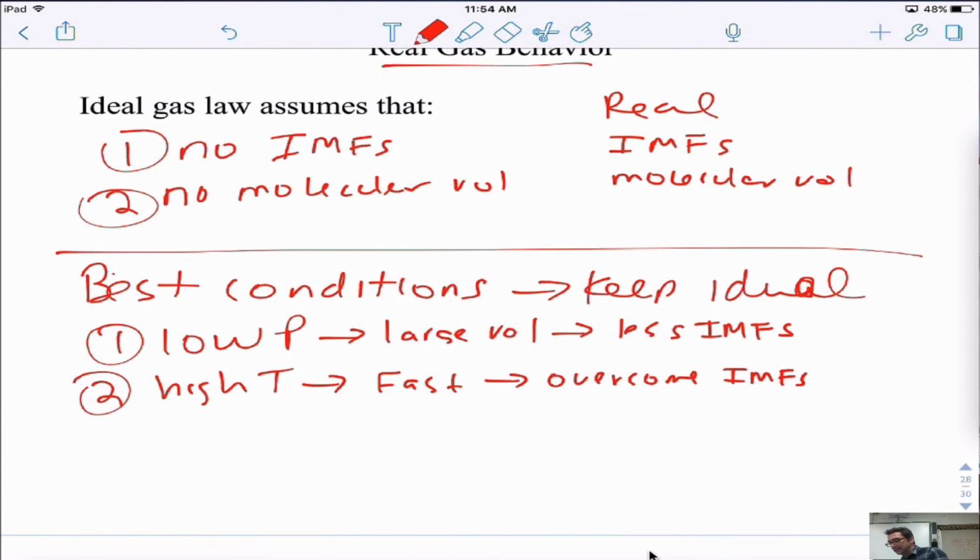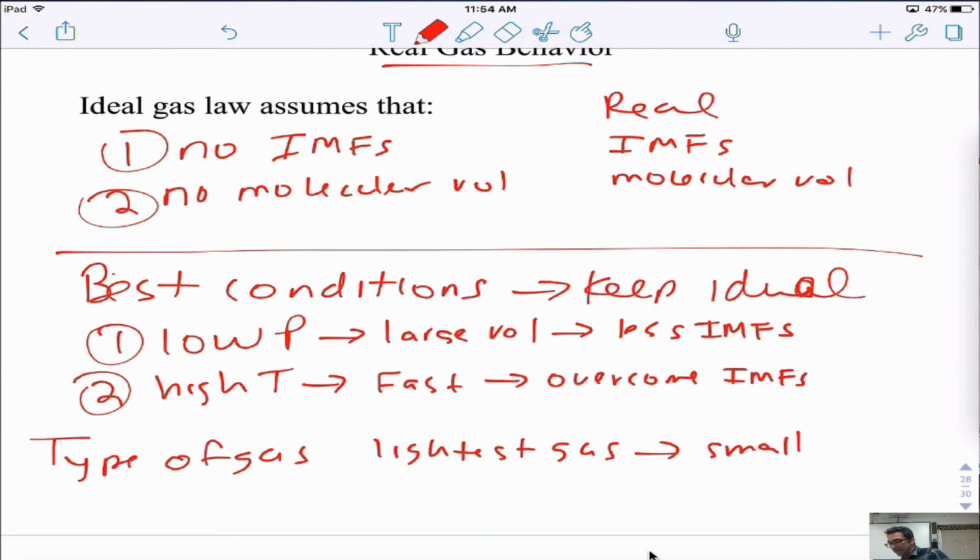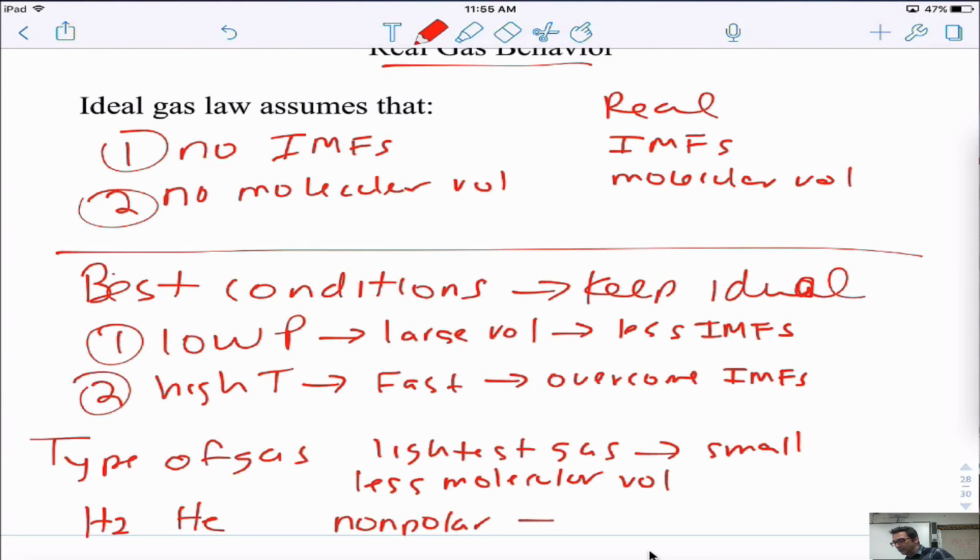Now, the other thing is the type of gas. The best type of gas would be the lightest gas, and this is generally because it's small, and that means that it has less molecular volume. So when they ask what gas is most ideal or most likely to be ideal, you're going to go with the lightest ones, hydrogen and helium. You also want a gas that's nonpolar, so that it doesn't have intermolecular forces, or has really weak ones. So we have nonpolar gases, weak intermolecular forces. Hydrogen and helium are our best bet.